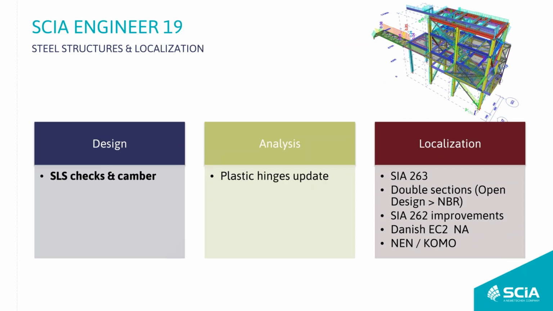The other theme will be steel structures and localization. Under the steel structures, that's the brand new SLS check. Then in the case of the analysis, that's plastic hinges updates. And in the case of the localization, that's related to the Swiss code for steel and some minor improvements related to the open design in Brazil. Then some enhancements of Swiss concrete, Danish national annex, and certification of the common.